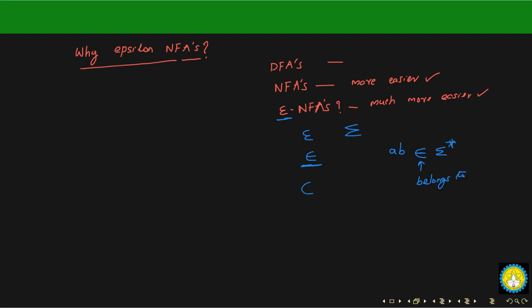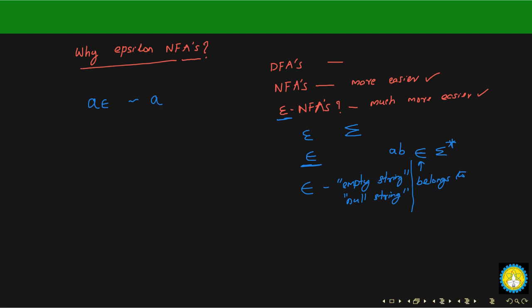Epsilon actually stands for a null string or an empty string. It is actually used to represent an empty string, right? It is also called a null string. So if you add epsilon to any given string, that string will remain the same. For example, let's say I have a symbol A, right? Now if I add epsilon to A, then it becomes A epsilon. But remember, this is nothing but A itself.